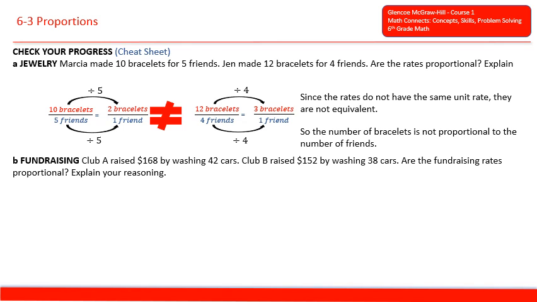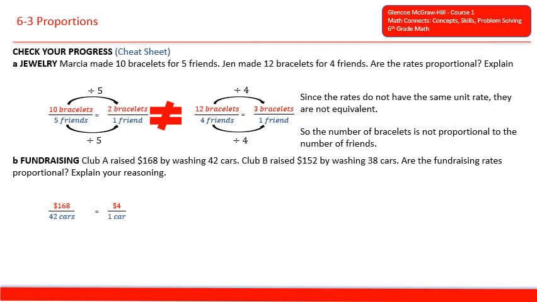Fundraising. Club A raised $168 by washing 42 cars. Club B raised $152 by washing 38 cars. Are the fundraising rates proportional? Explain your reasoning.